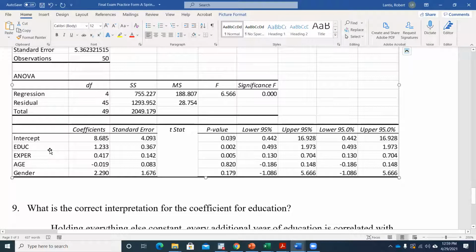Well, the interpretation is always the same. A 1 unit increase in the X variable causes the predicted Y variable, or is correlated with the Y variable, increasing by whatever the coefficient is. And if it's a negative coefficient, the Y variable is decreasing. So 1 more year of education would predict, or is correlated with, hourly wages, our Y variable, going up by $1.233 per hour, because that's the units of our Y variable.